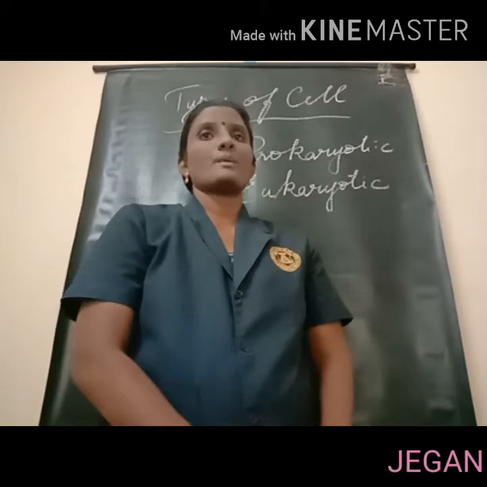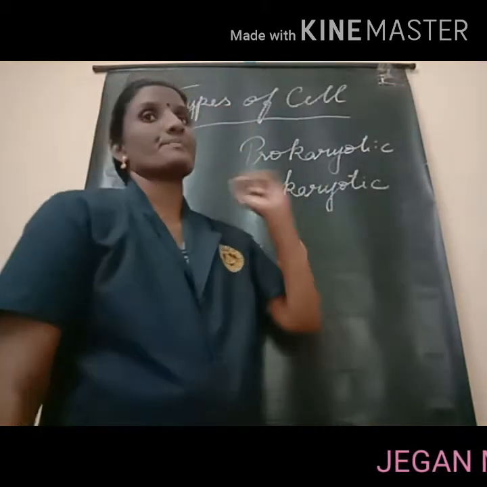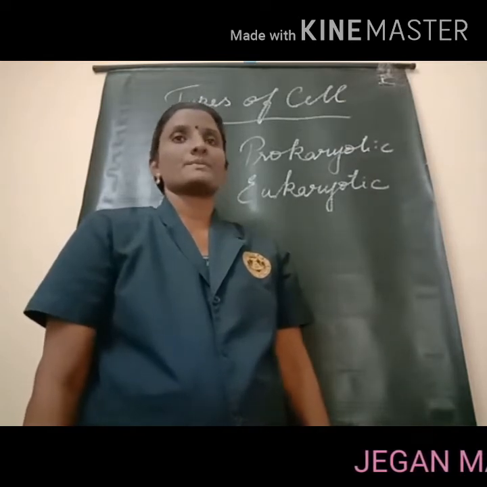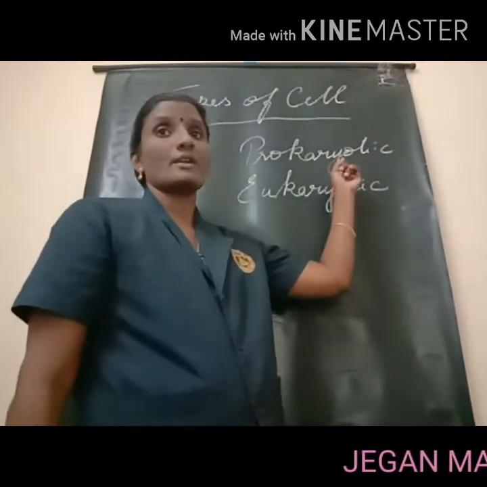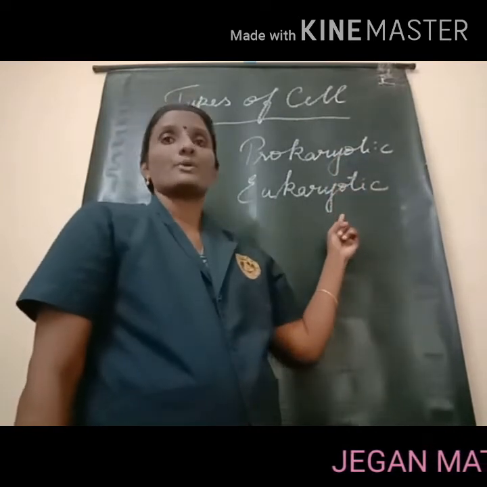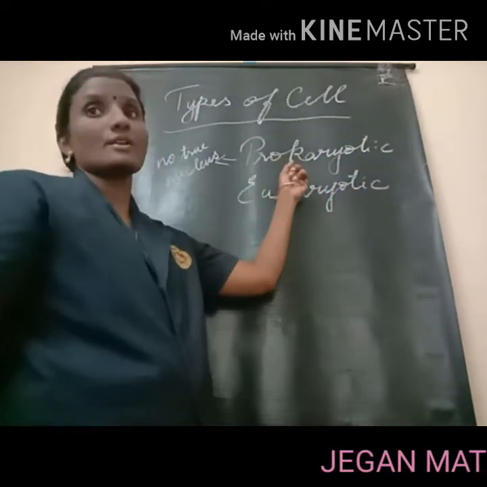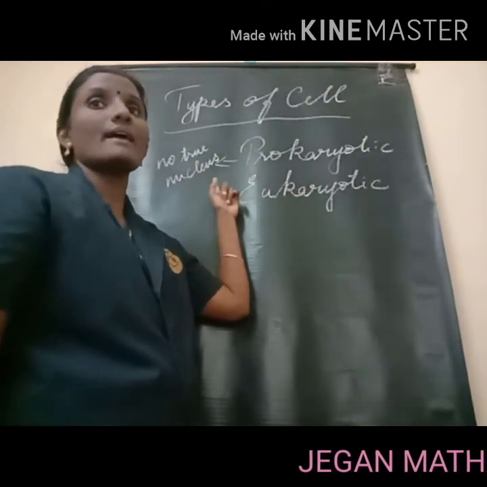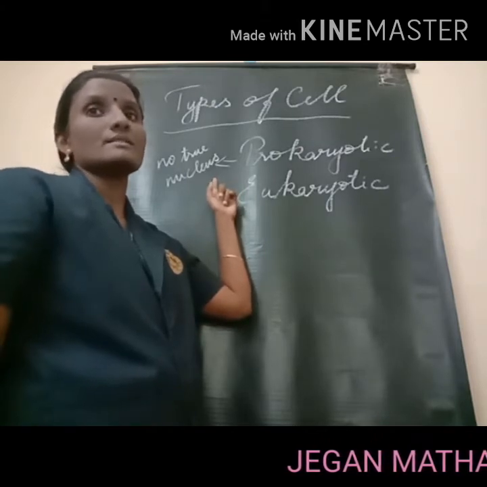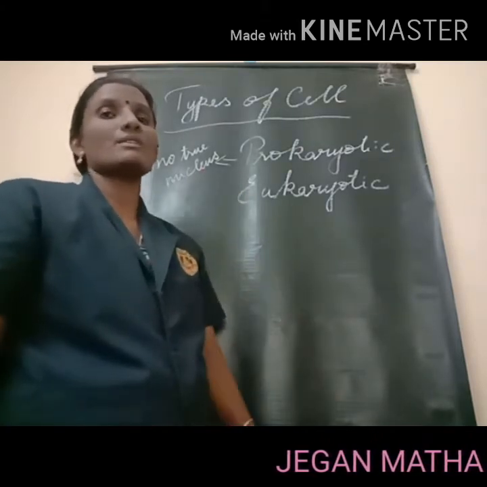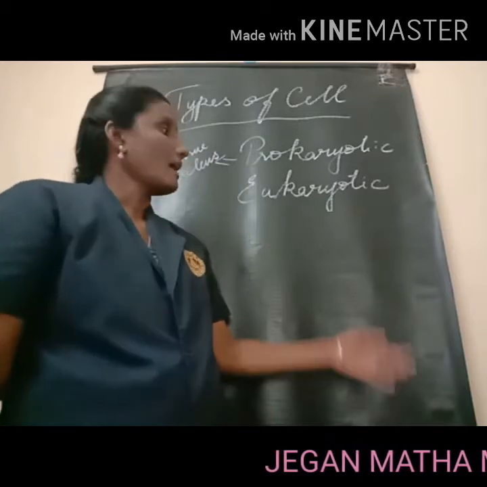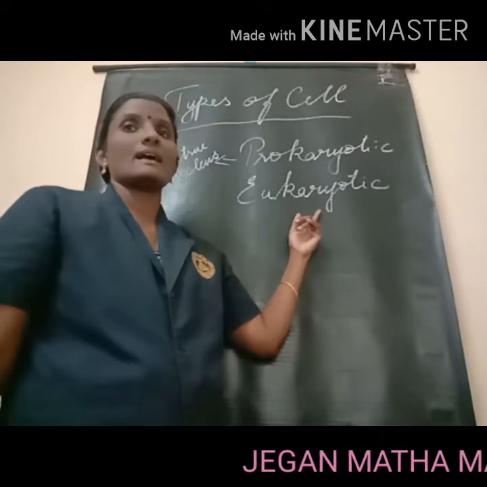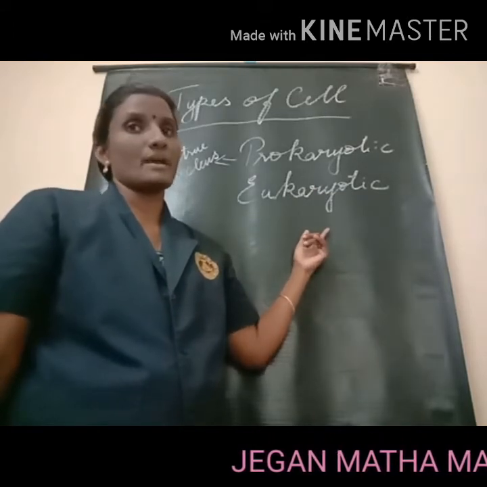Today we are going to see about types of cell. Generally, cells are classified into two types. First one is prokaryotic cell and another one is eukaryotic cell. Prokaryotic cells will not have a true nucleus. They will not have a nuclear membrane. Another one is eukaryotic cell. It has a true nucleus consisting of a nuclear membrane.